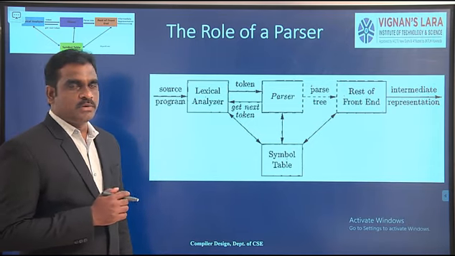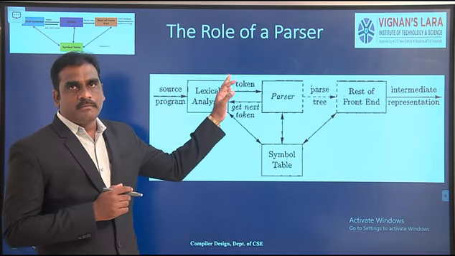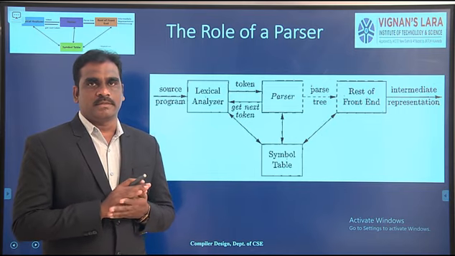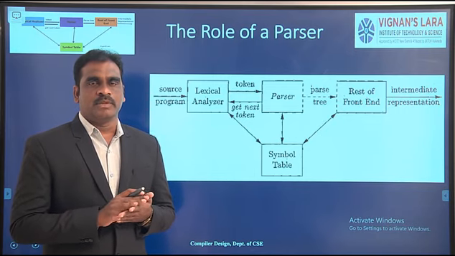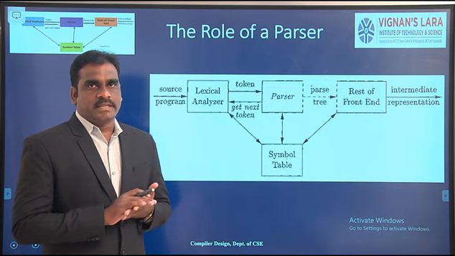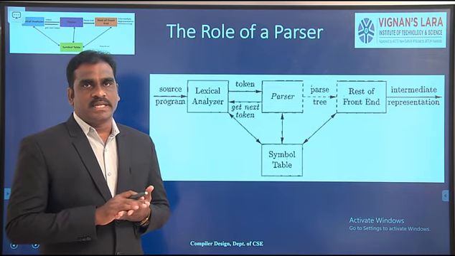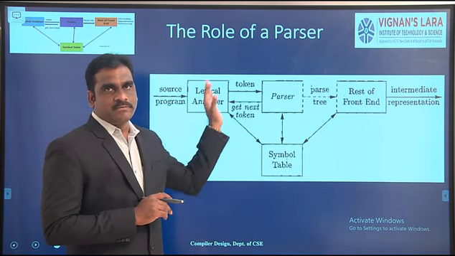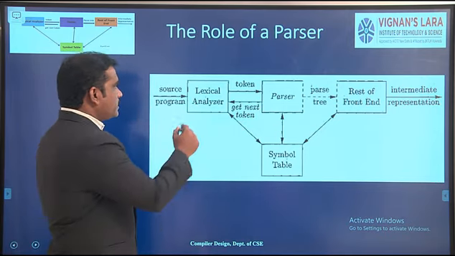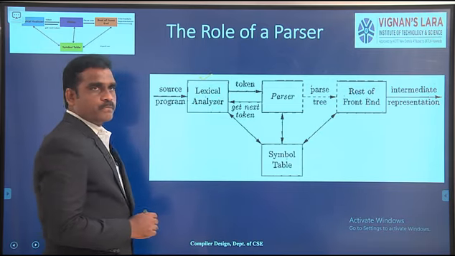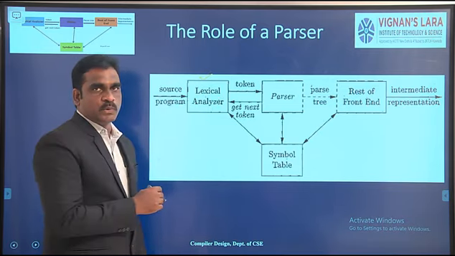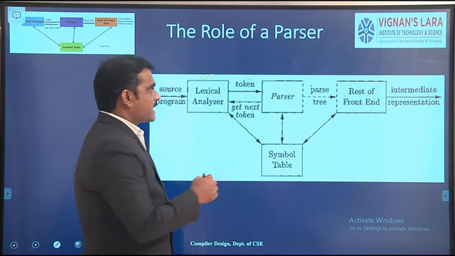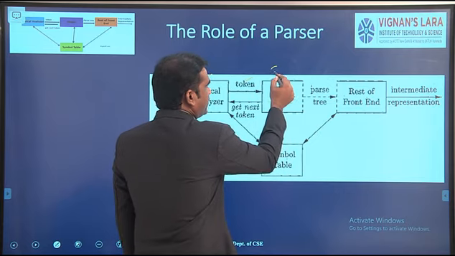So in this class I am going to explain you the role of a parser. You know that we have a total of 6 phases in the compilation process. One is the lexical analyzer and the second one is the syntax analyzer or the parser. So here we are talking about the second phase, that is parser. The first phase is lexical analyzer. It takes input as a source program and generates tokens as output. And the second phase is parser or syntax analyzer.